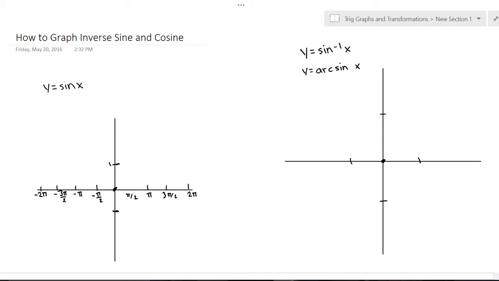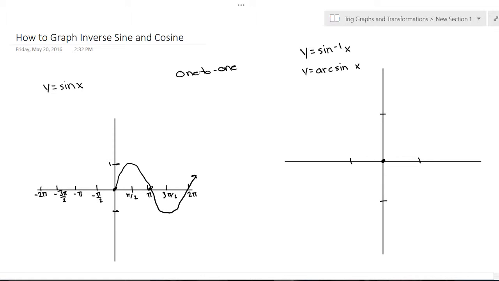Hey guys, so today we're going to have a video about how to graph inverse sine and inverse cosine. And the first thing I want to go over is just what an inverse is. An inverse has to be a one-to-one function, meaning it has to pass the horizontal line test of the original function. The original function, I should say, has to pass the horizontal line test.